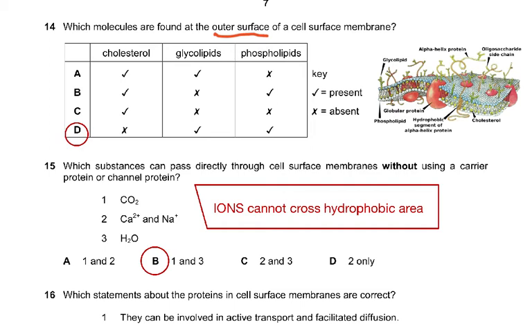Question 15, which substances can pass directly through cell surface membranes without using a carrier protein or a channel protein? So if it's an ion, so calcium and sodium is impossible, so 2 was not the answer. Carbon dioxide is a small molecule, and so is water. And the easy mnemonic for that is SUM, small uncharged molecules. So small uncharged molecules can pass directly through the cell surface membranes, and carbon dioxide and water are part of that group, either a small molecule or an uncharged molecule.